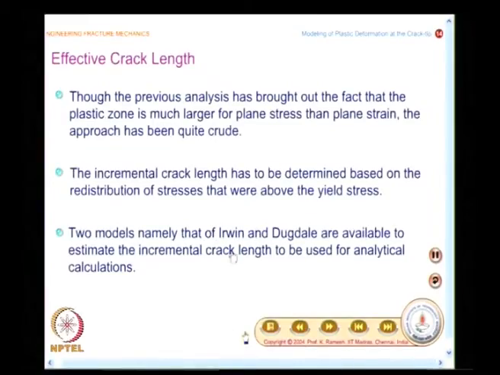See, you will have to see the distinction. It is only a model, it is not a theory. The problem is very complex, so they have modeled it in this fashion. This is valid under certain restrictions. You have to take it that way. And because the problem is complex, whatever the value of incremental crack length that you would get from the Irwin and Dugdale models would be different. You have to anticipate that. They will not be identical, they will be different.